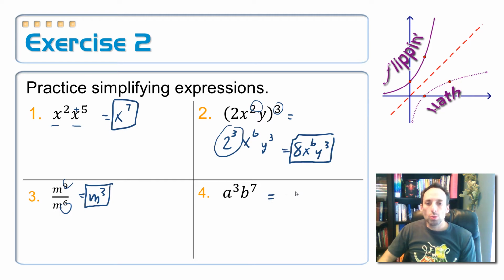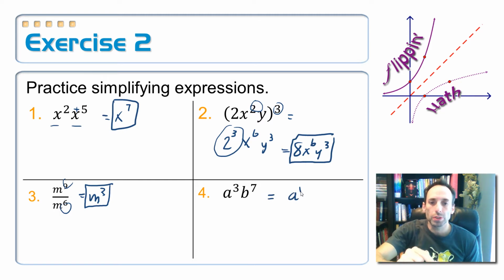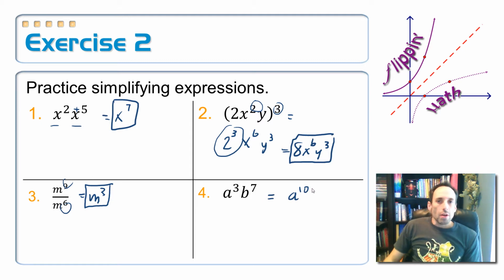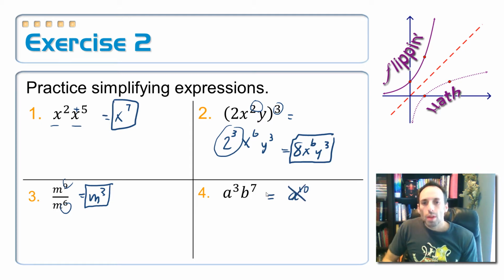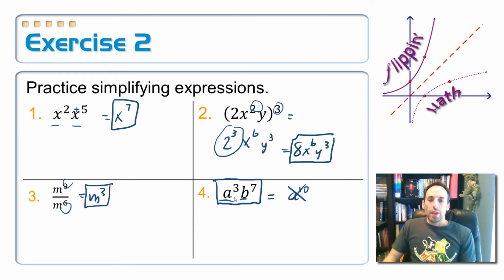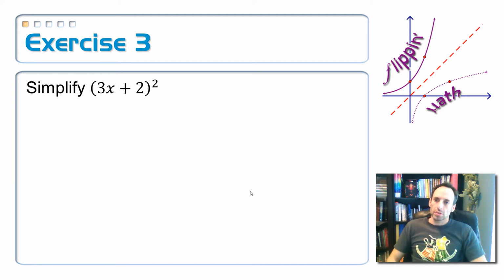That should be equal to a to the 3 plus 7 is equal to 10. Right? Wrong. These bases are not the same, so you can't do anything with them. The answer is already simplified there, right? The a base and the b base, they're different, so you cannot apply that multiplication property on that one. Haha, try to trick you. Did you fall for the trick? How about exercise 3 here?